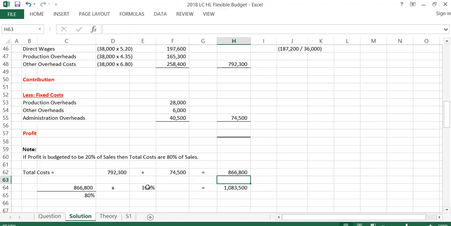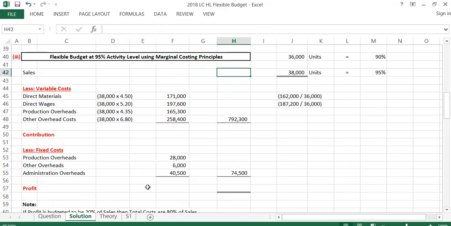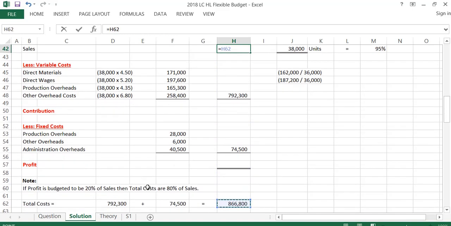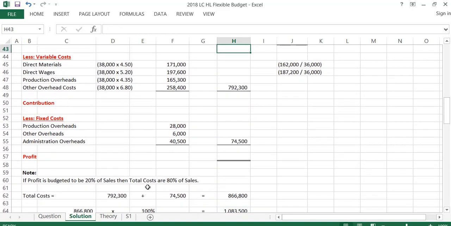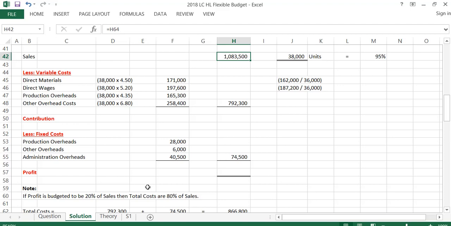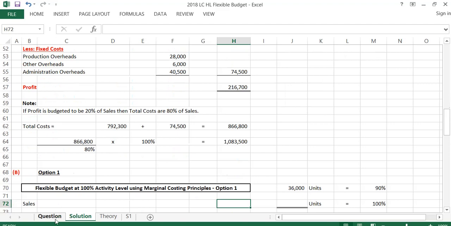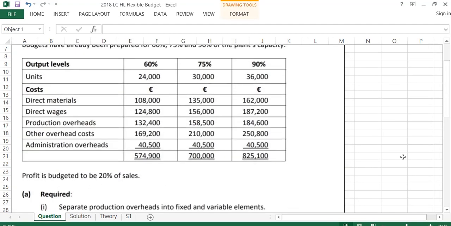So if I fill that in above then, now I have my sales of 1,083,500. I can now complete my flexible budget because my sales minus my variable cost give me a contribution of 291,200, and that contribution less the fixed costs leaves me with a profit of 216,700. That is part A complete now.